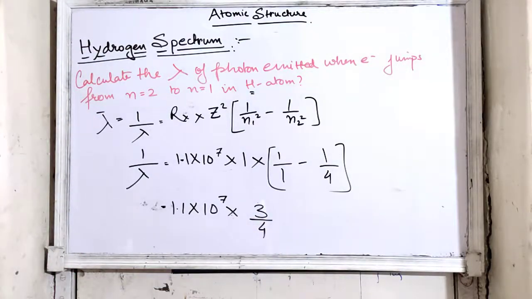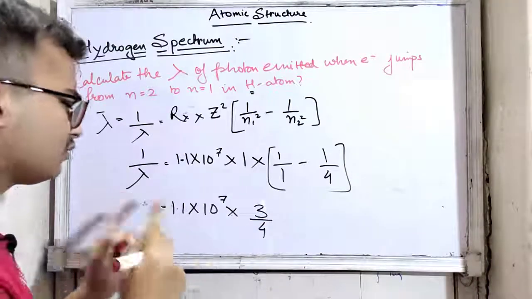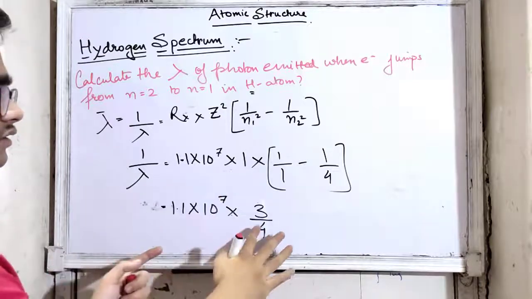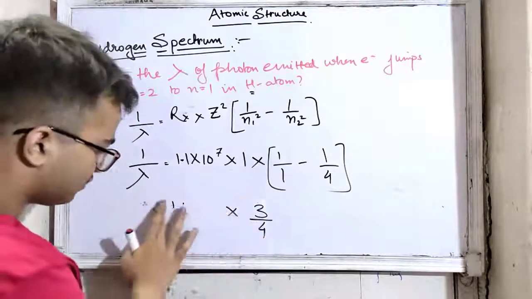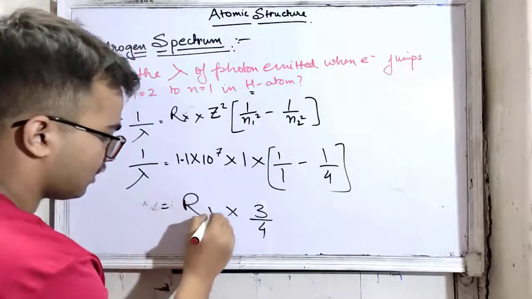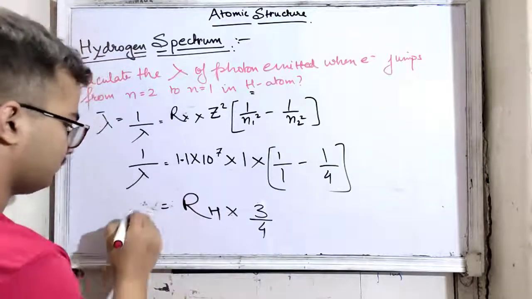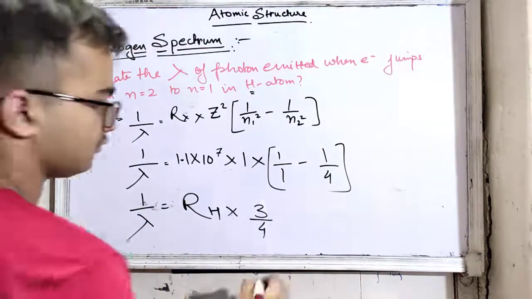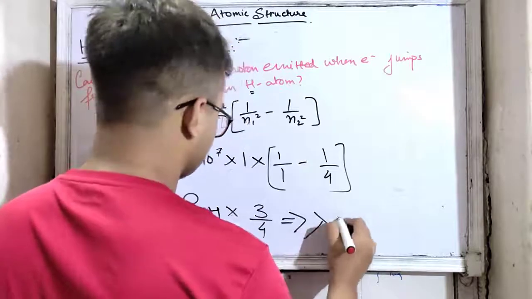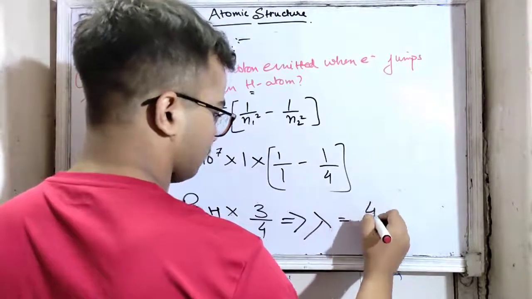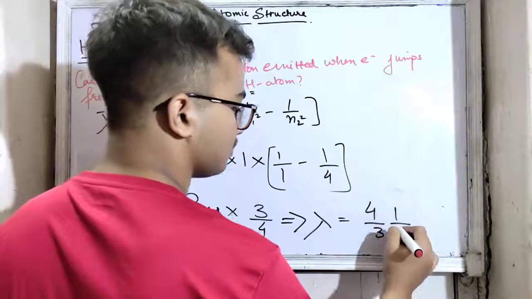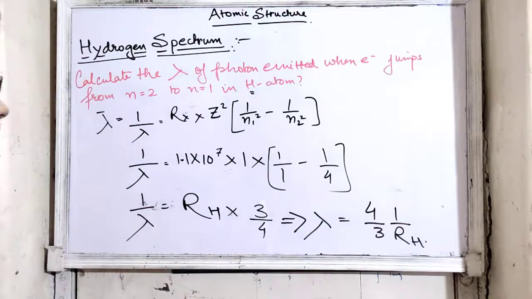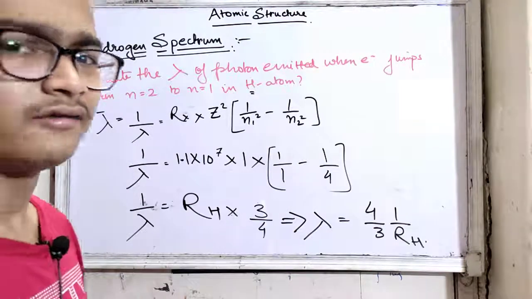Okay, so if you are not interested in putting the value, and if you find the option like this, you can get the option like this also: 1 by lambda equal to Rydberg constant into 3 by 4th. So what will be lambda? Lambda equal to 4 by 3 into 1 by RH. Clear? So this was the formula. This type of question comes from the hydrogen spectrum.